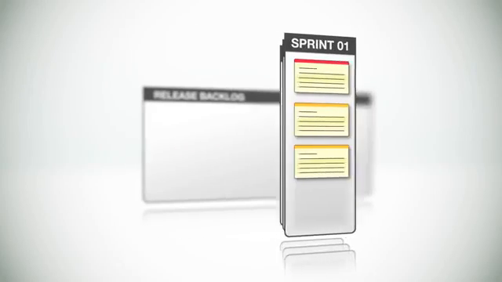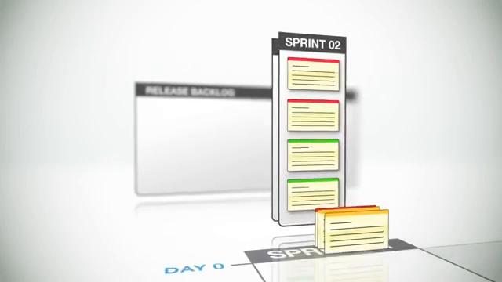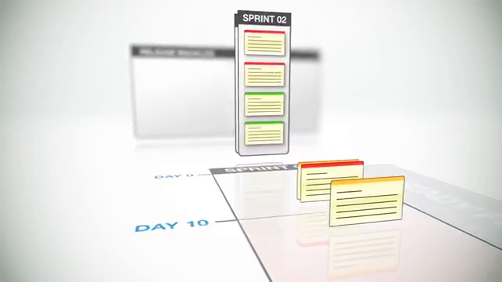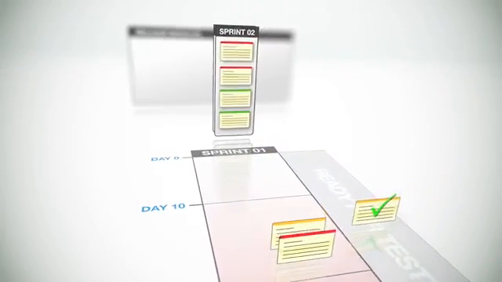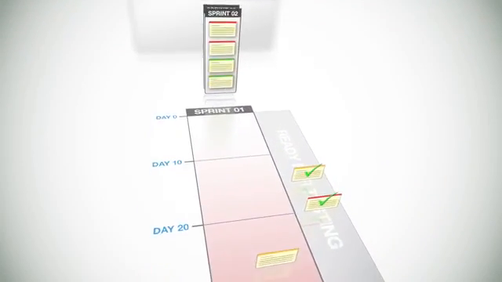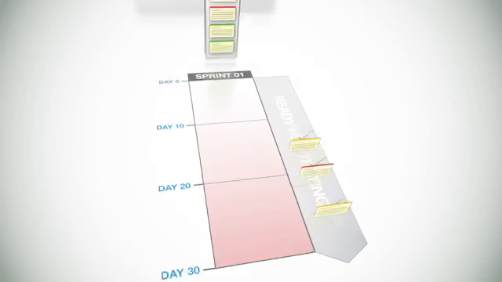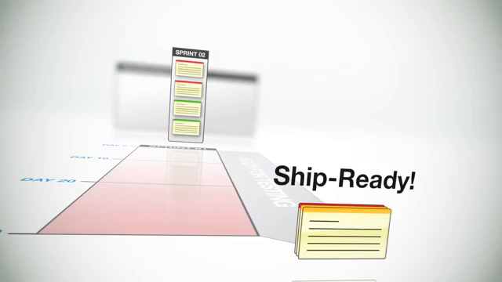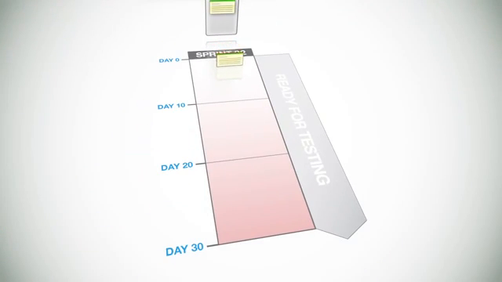One of the most important things to remember about sprints is that the goal of each sprint is to get a subset of the release backlog to a ship-ready state. So at the end of each sprint, you should have a fully tested product with all the features of the sprint 100% complete.